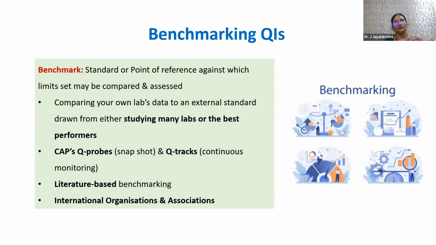So if you are having 10%, 12%, or 6%, or 4%, whatever percent you have, you need to know that, okay, now I'm going to work on this to see how I get down. Or you are at 1 or 2%, that means you're doing very well. So still you know that you're better. So this is a standard point of reference against which limits you will set, and compare it, comparing your own lab data.